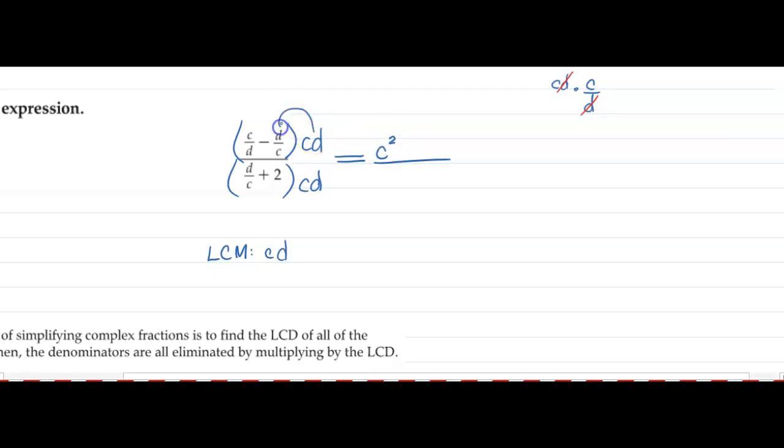Then we have CD times negative D over C. The C's cancel. I'm left with negative D squared. In the denominator, CD times D over C. The C's cancel. I'm left with D squared. And CD times 2 is simply 2CD.